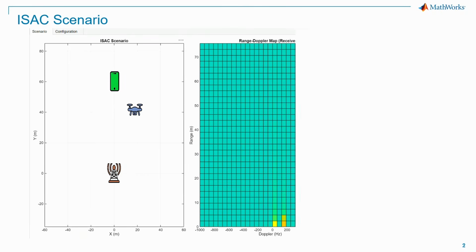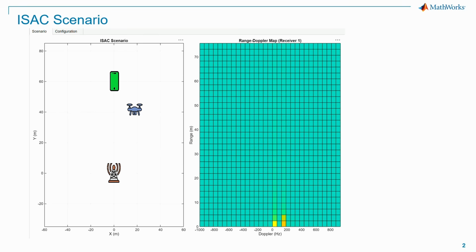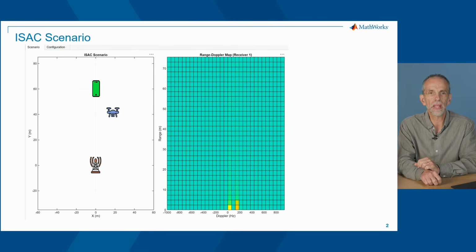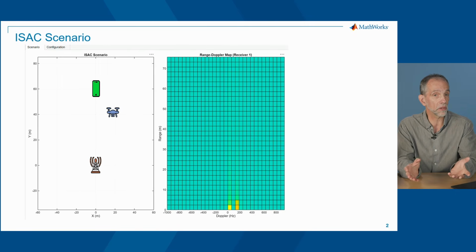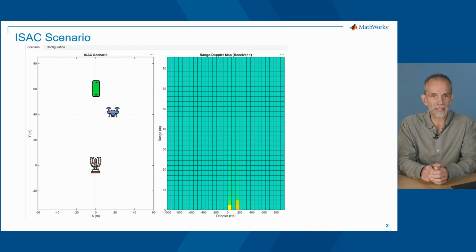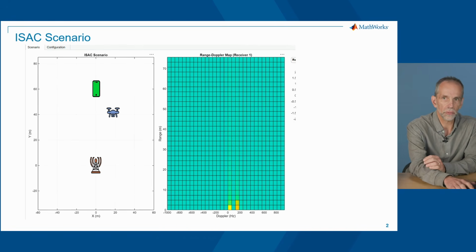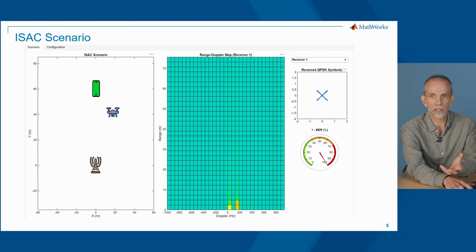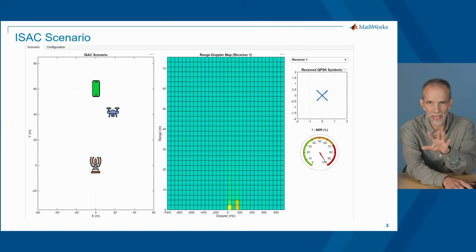If we look over here, this demo is going to plot range and Doppler in a map. One thing that is useful to note is this little yellow square at 0, 0. That is going to show the line of sight path, because we don't have any motion with our base station or our UE, and so we don't expect any Doppler. And then finally, we'll have some instrumentation that talks about the signal quality from a communications perspective. So anyway, that's the scenario.